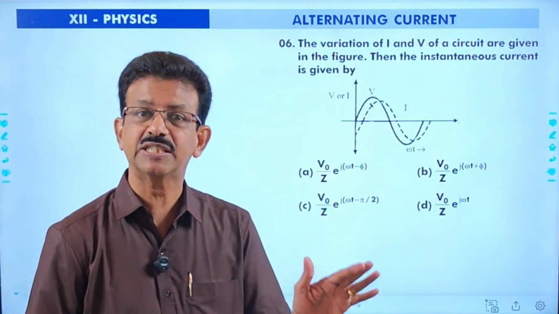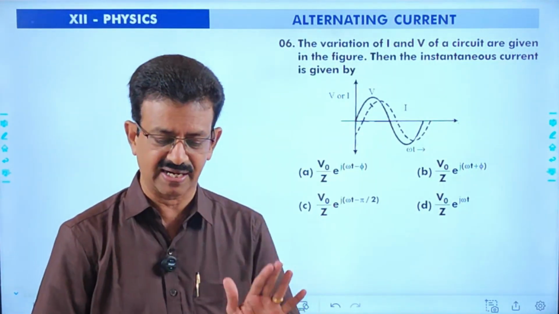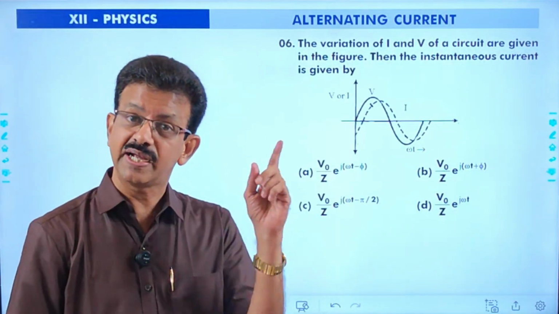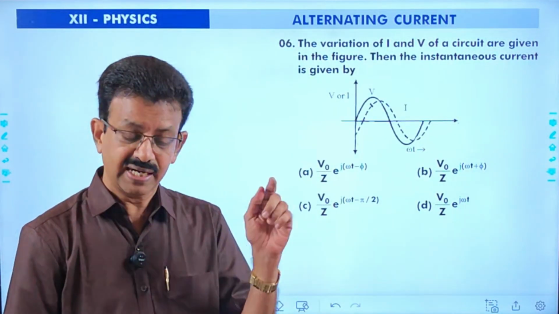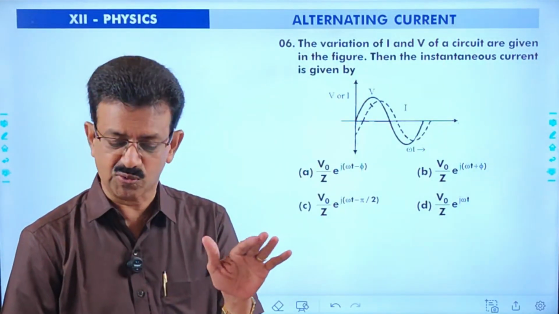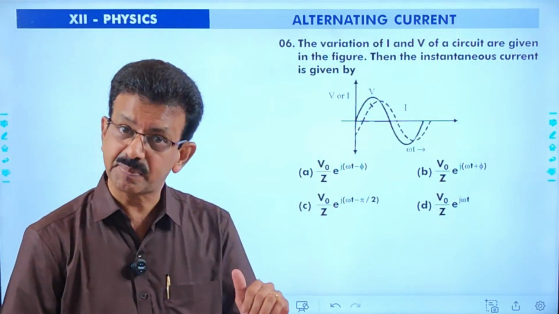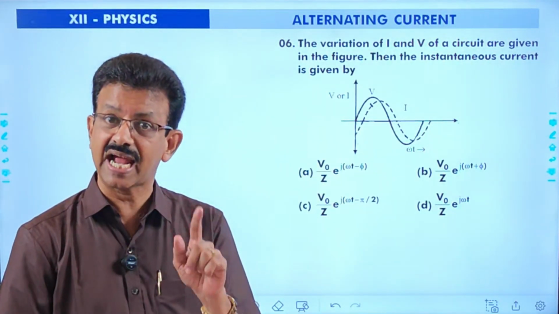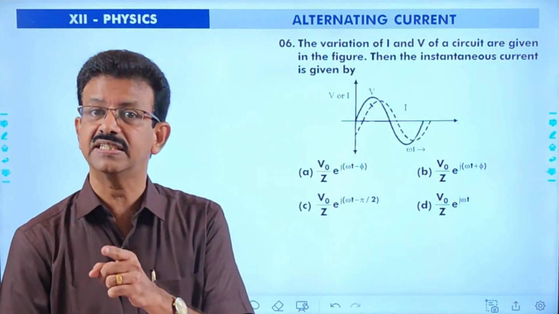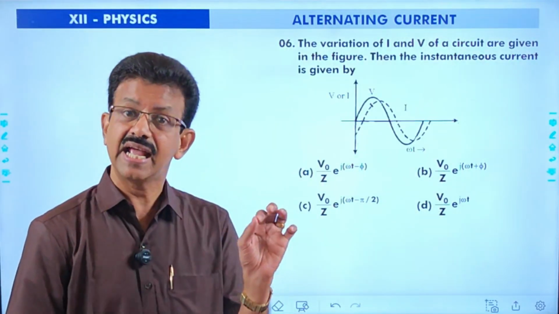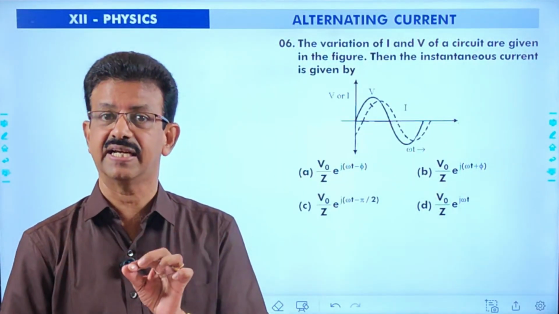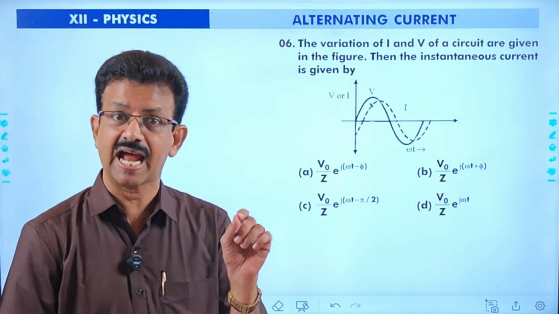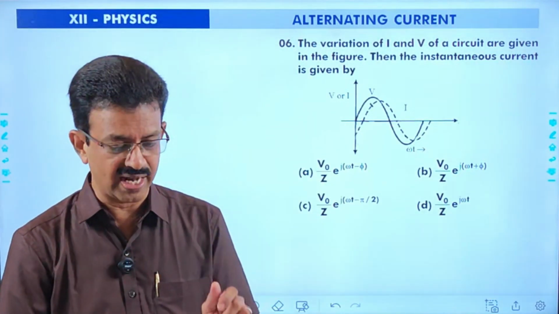Anyway, current lags behind the voltage by a phase angle. If the phase difference is pi by 2, it will be the circuit having L only. Here, the phase difference is not equal to pi by 2. Current lags behind the voltage, and these conditions happen for a circuit having an inductor and resistor only, that is, an LR series AC circuit only. Such a graph exists for an AC circuit having L and R only.